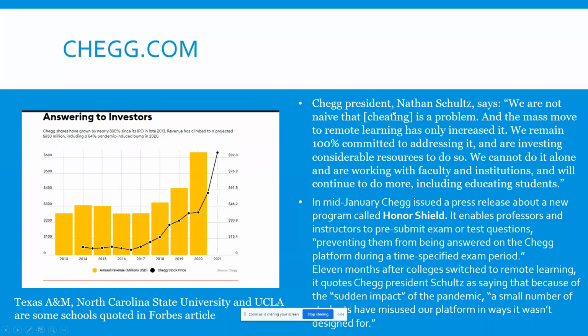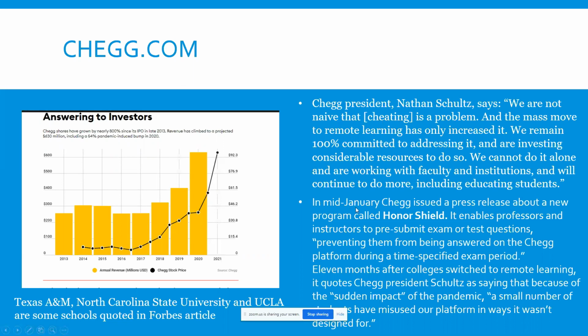But obviously, they are going to say that they are not naive to the cheating problem, and they say that they are 100% committed to addressing it. But obviously, it is still not there. When COVID happened, they didn't have the resources. A lot more people were utilizing the website in a manner that was not designed to.